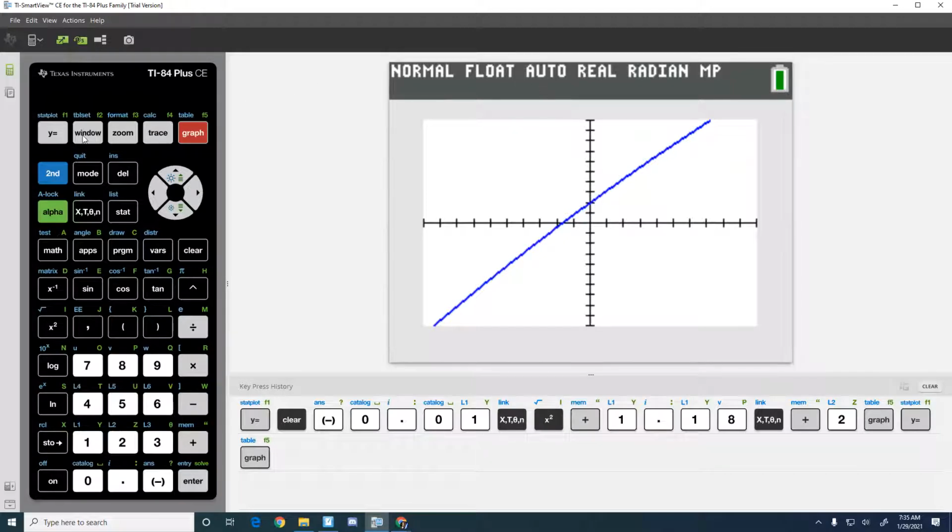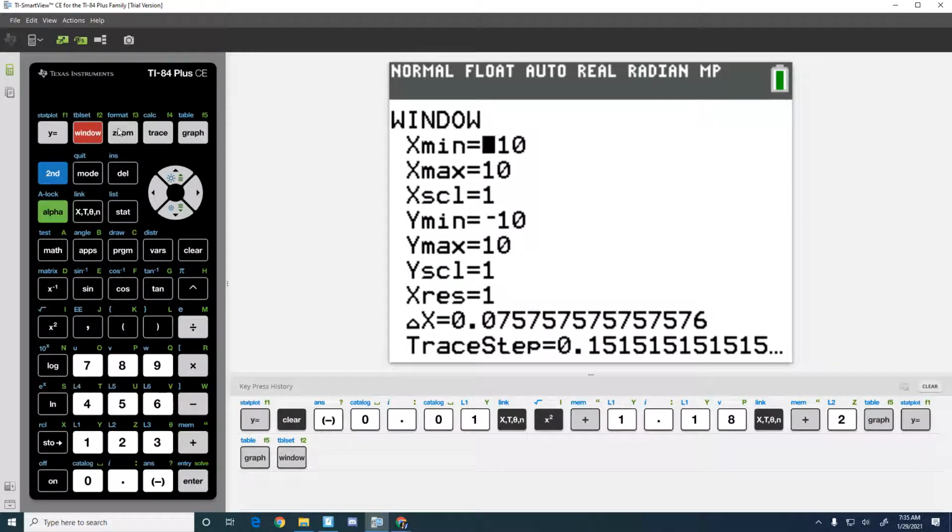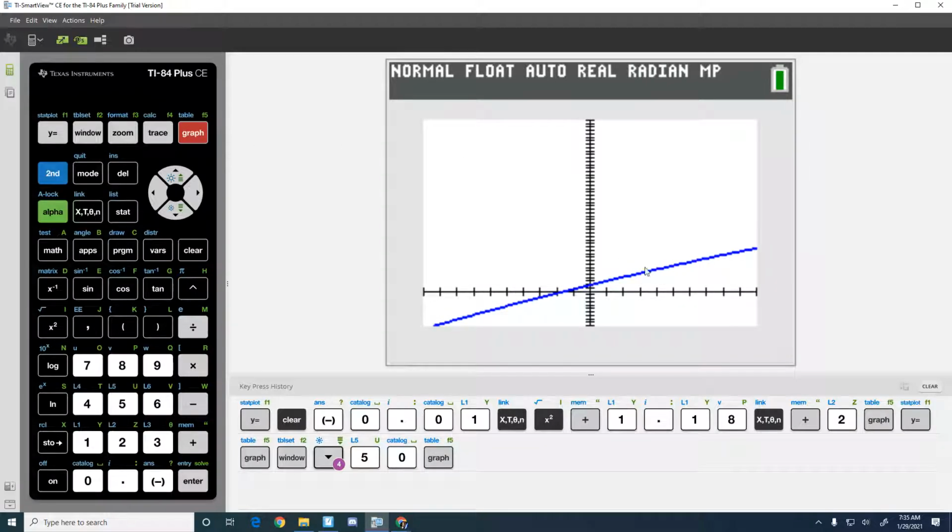So what we're going to do is press the window button and go down to y max, which is only at 10. Let's make that a little bigger. Maybe go up to 50 and hit graph. Okay, so now I think my y max is high enough, right? But what part of the window do I need to increase now to see my vertex?